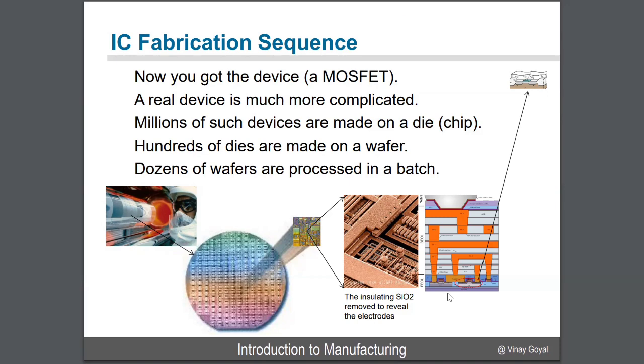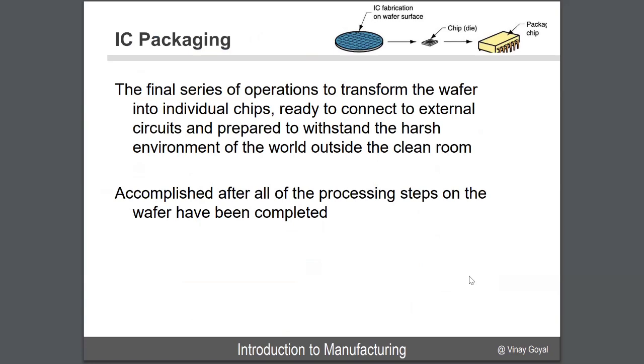Hundreds of dies are made on a wafer, and dozens of wafers are processed in a batch. So a lot of wafers, a lot of chips, and millions of devices are being made. You can see here on the right the MOSFET and the complexity of it, with all the layers shown with different gates. The final processing step in integrated circuit packaging is to take the wafer, cut it to get your chip, and the chip will then be integrated in this packaging, which we call DIP.